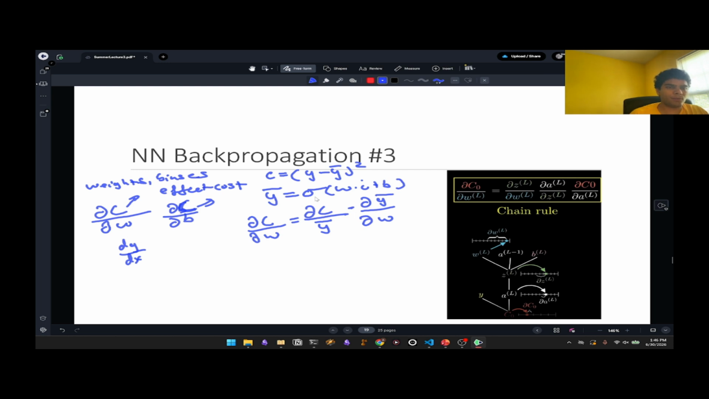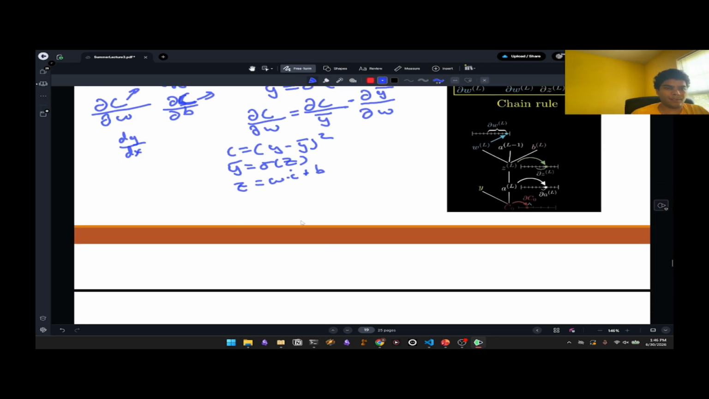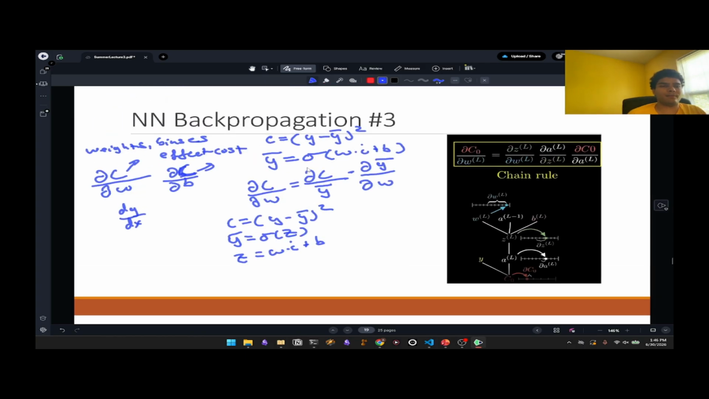This may be slightly confusing. So instead, I'll say cost is the same thing, but your value is actually a sigmoid of this variable z. And z is simply your weights times your inputs plus your bias. The reason we do this is just for you to see it more simply. So how does your cost change with respect to this? This is the expected value. This is the value you got. You can't change the expected value. You can only change the value that you got.